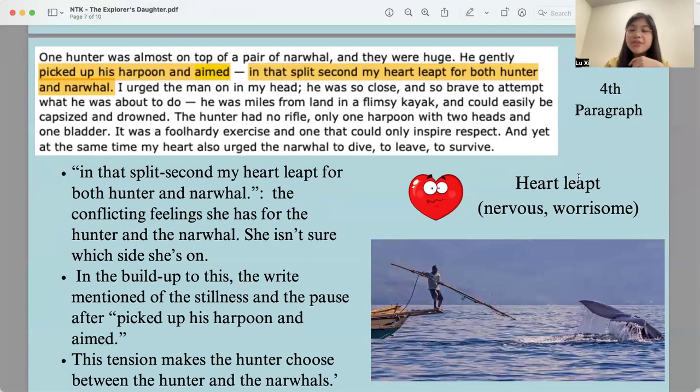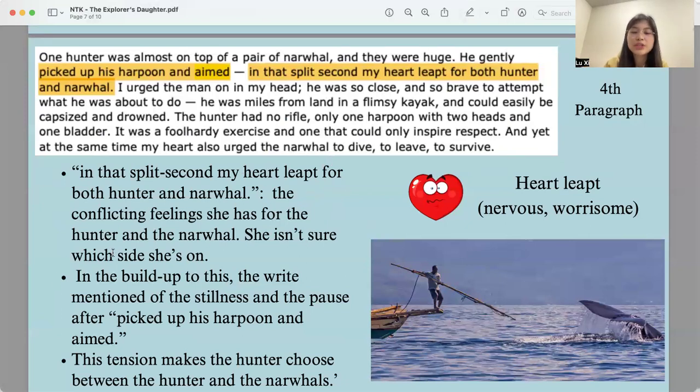So why did the author's heart leap? It's because she was very nervous and worried seeing the scene of the hunter catching the narwhal in that moment. The conflicting feeling she has for the hunter and the narwhal.